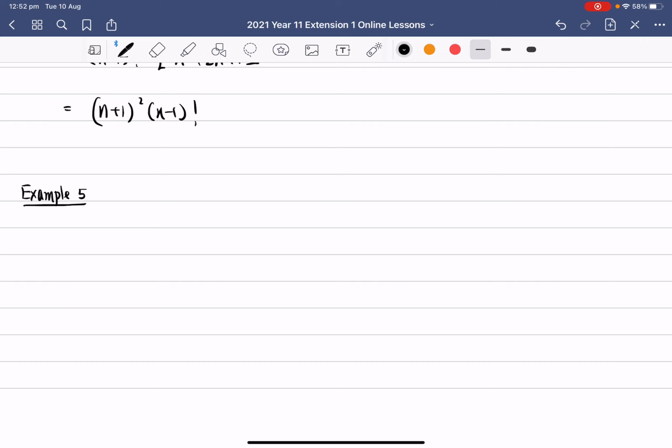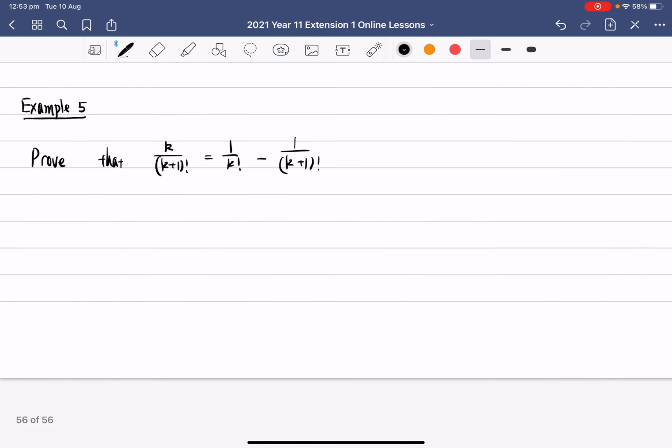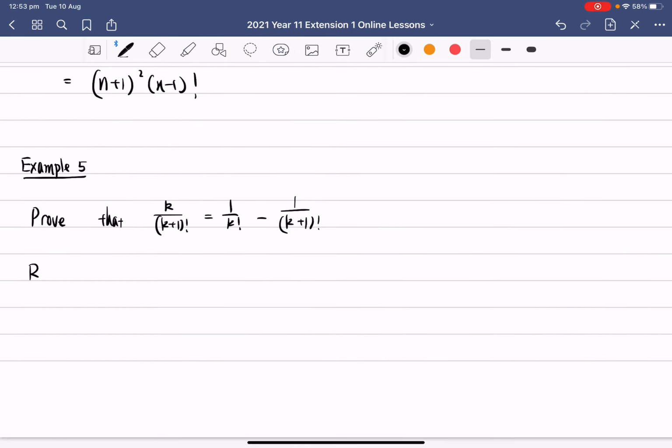Question 5. All right, so the question is a proof question. It's one of the questions in the exercise as well. Prove that k over k plus 1 factorial is equal to 1 over k factorial minus 1 over k plus 1 factorial. Okay, so that's a proof question. So what we're going to do here is start from the side where you've got more terms.